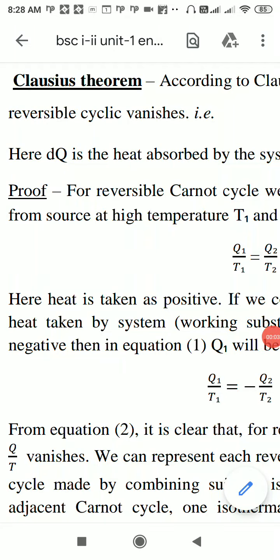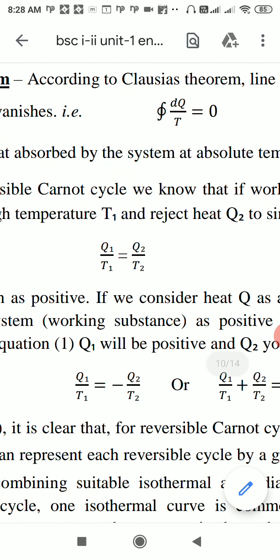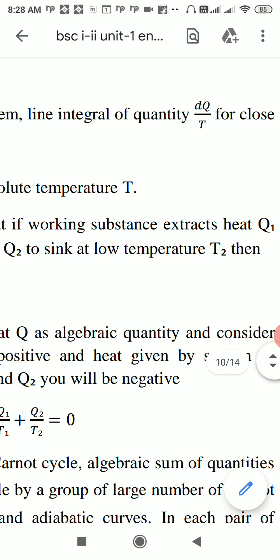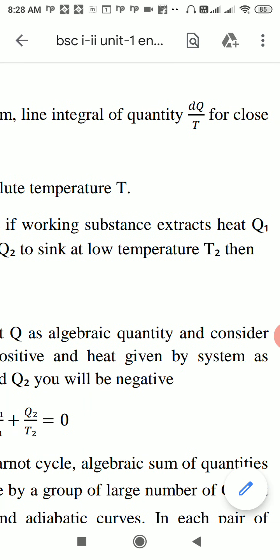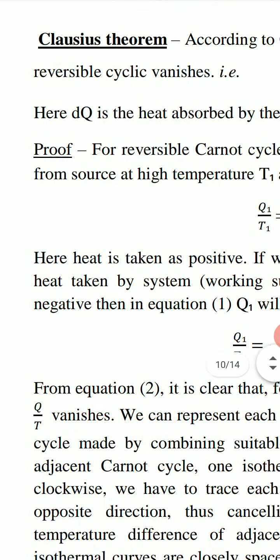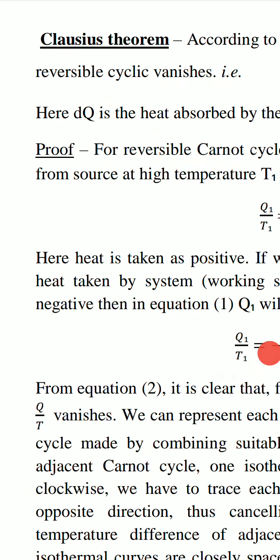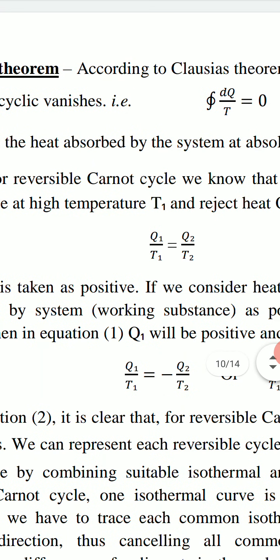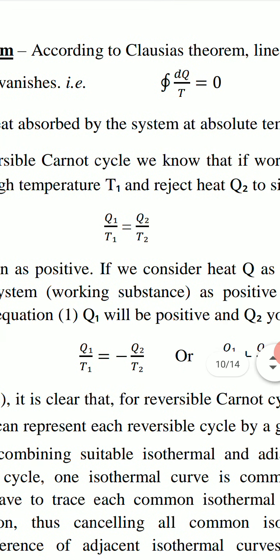Today's topic is Clausius theorem. According to Clausius theorem, line integral of quantity dq upon T for closed reversible cyclic process vanishes. That is, integral dq upon T equal to 0, and this is the integral for closed cyclic process.